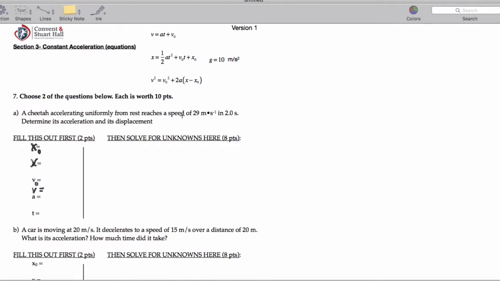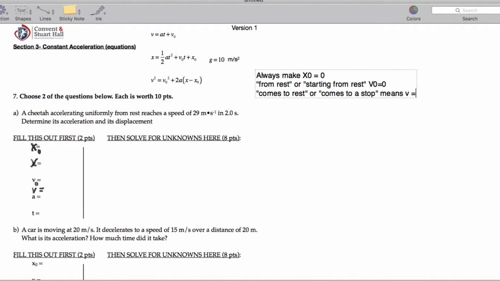First, the first thing on these problems, always make x naught equal to 0. The next thing, from rest, or starting from rest, that means v naught equals 0, okay? Versus comes to rest or comes to a stop, or comes to a stop means v equals 0.